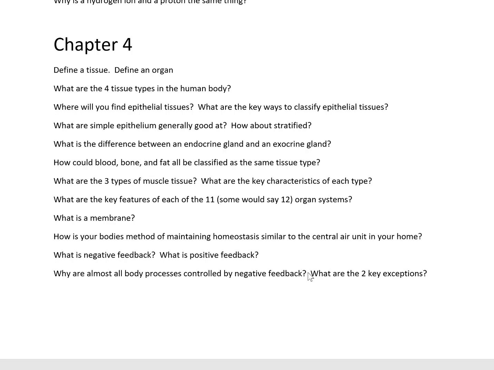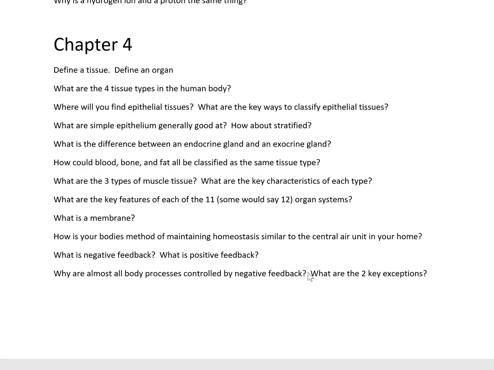What is negative feedback? What is positive feedback? Almost all body processes are controlled by negative feedback because, remember, it's hard to be alive. You already have homeostasis, or should, so your body's already maintaining a stable internal environment. If something changes, chances are it's bad. So let me give you an example. I just did the body temperature one.